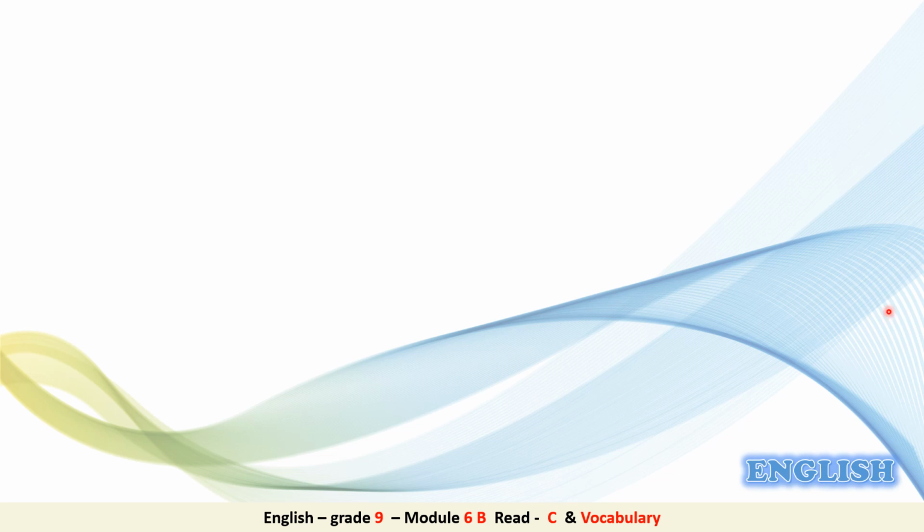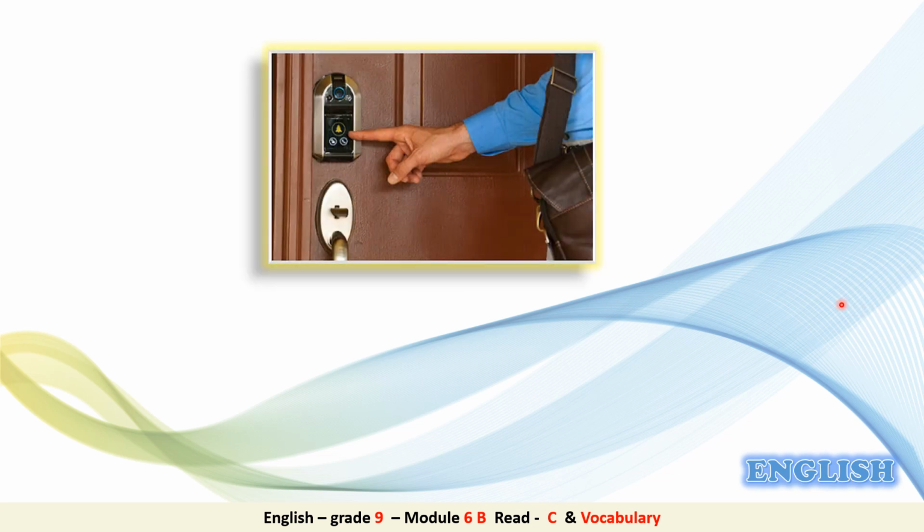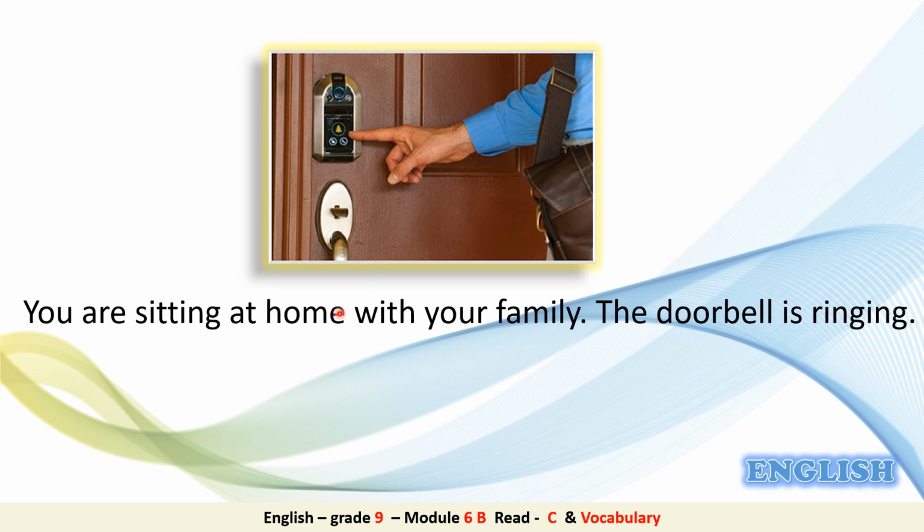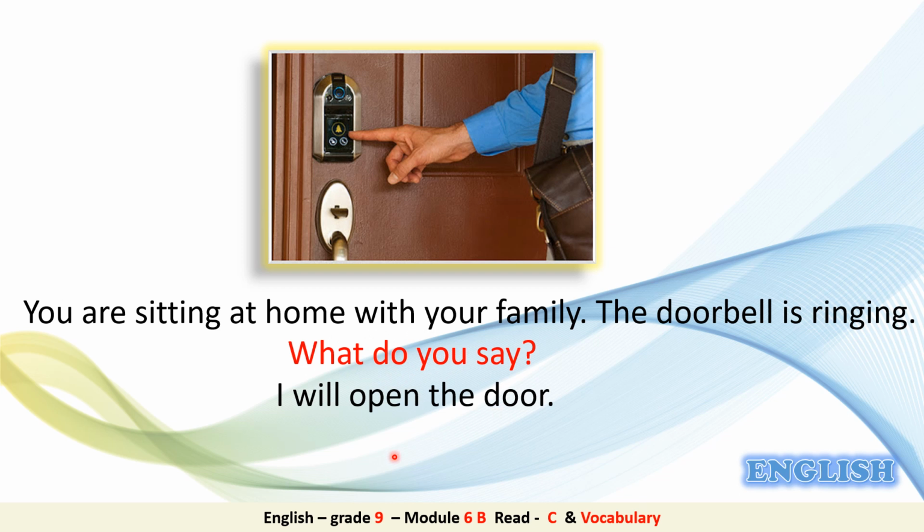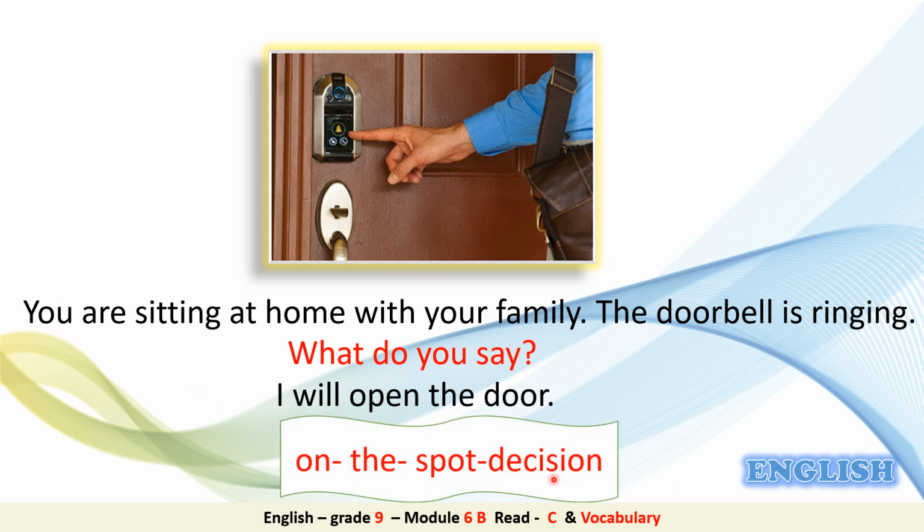Now look at this picture. Someone is ringing the doorbell. Let's see the situation. You are sitting at home with your family. The doorbell is ringing. What do you say? Brilliant. You can say, I will open the door. So here in this sentence we use will. The use of will in this sentence is on-the-spot decision. Now let's move to the next one.